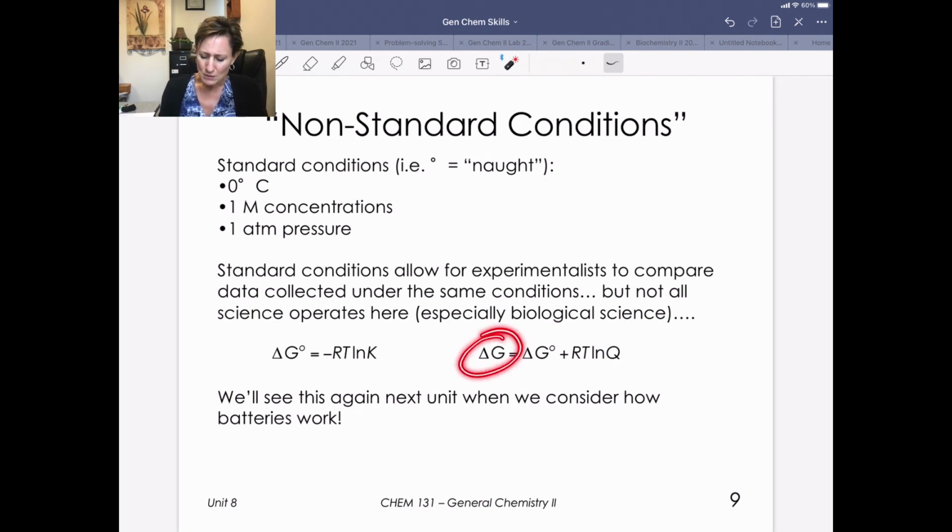All right, so what does that mean? Well, if we want to think about what the delta G is at these new conditions, we need to consider where we're at. So what we're going to do is take delta G naught and then add RT ln Q. And Q really just represents where you're at. How is where you're at different from where you might want to be? We're going to see this work again in our electrochemistry chapter when we understand how batteries work and how we can use this to explain that.